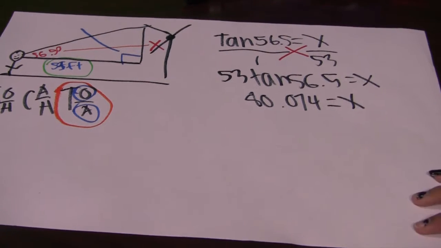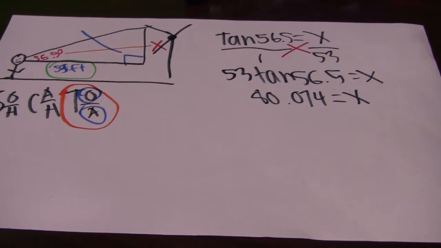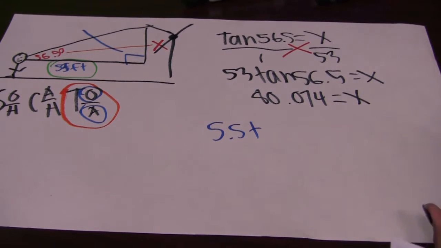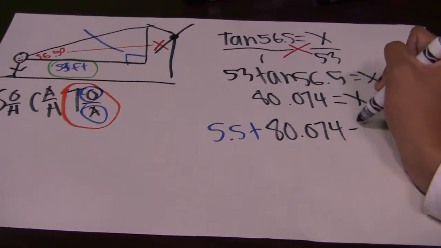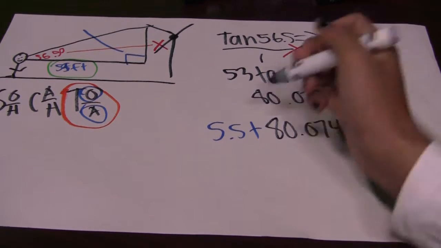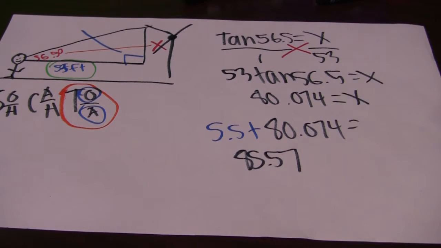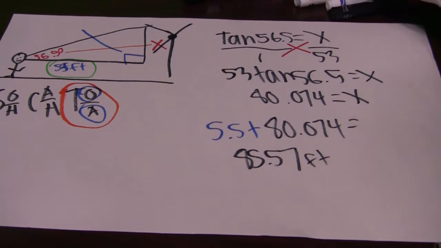Since the ground to the eye level is 5.5, you're going to add those together. So 5.5 plus what you just got, 80.074, is going to equal your final answer of 85.57. Now remember, always label it, which is feet. Again, since this is a word problem, you're probably going to have to make a sentence.